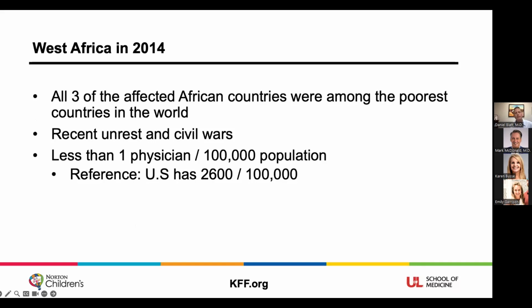Well, Ebola in West Africa primarily happened in 3 of the poorest countries of the world. They were dealing with domestic turmoil and had a lack of doctors, less than 1 per 100,000. So for reference, the US has about 2,600 physicians per 100,000 people. So a huge difference. And this is why it's important to keep our healthcare afloat.